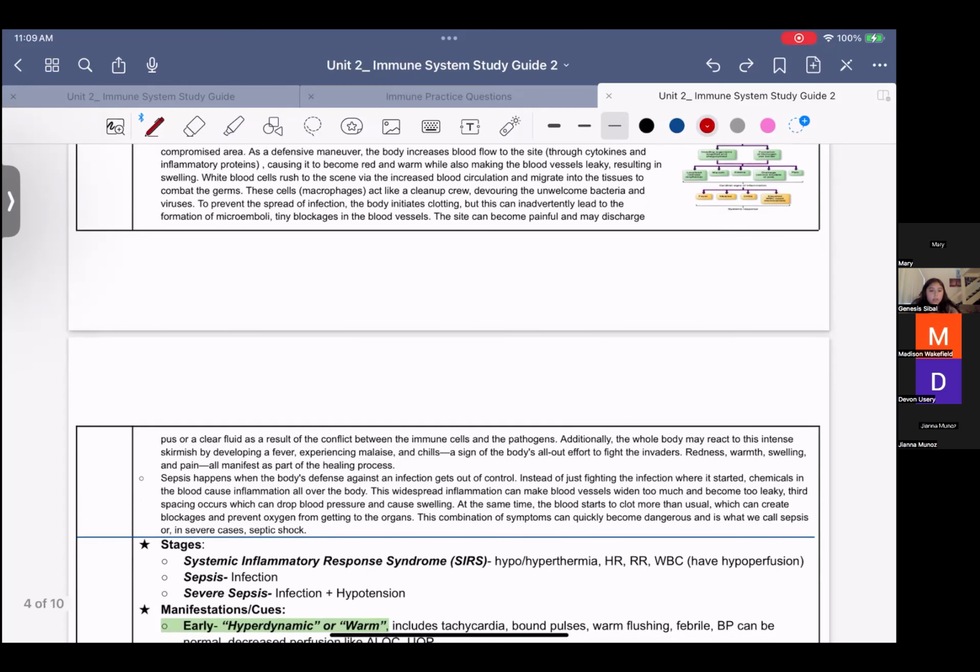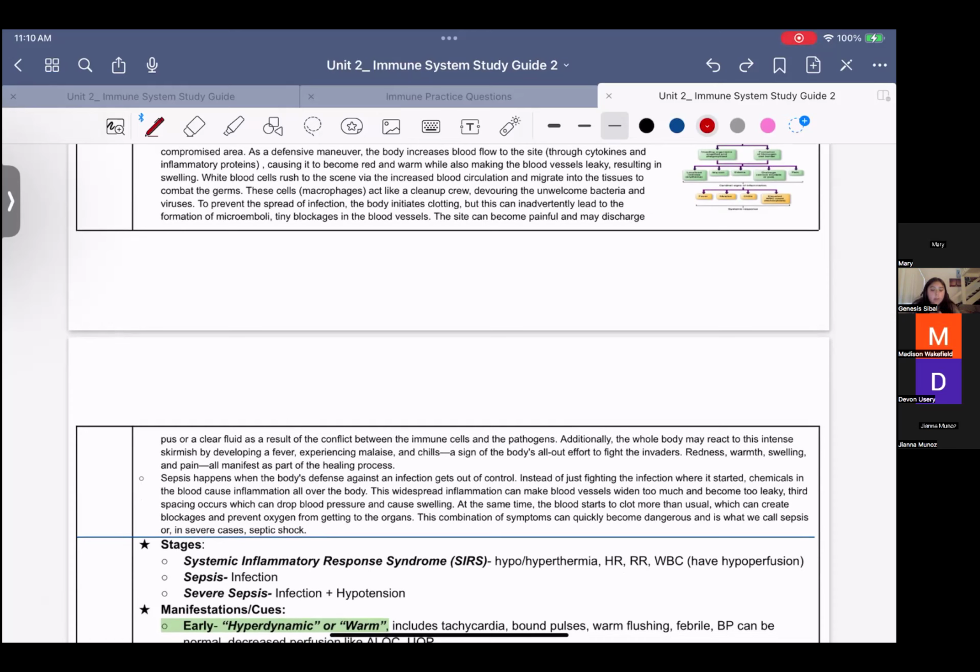So I'll start again from the white blood cells. The white blood cells rush to the scene via the increased blood circulation, so the vasodilation, and they migrate into the tissues by the capillary permeability, being able to go through those walls to combat the germs at that tissue site. These cells, the macrophages, eat up those invaders. They're like a cleanup crew. They devour the unwelcome bacteria and viruses.